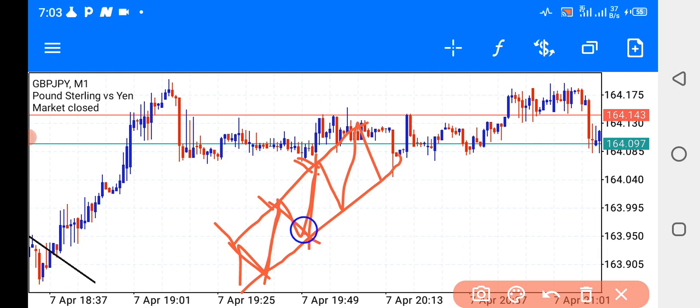So if the market is going up right here and I want to sell, I'll look for a bearish engulfing candle that's going to give me confirmation that this trade is going to go all the way down. Then all the way down here to this point, I'll be looking for a bullish engulfing candle that's going to tell me that the market is going to go up.